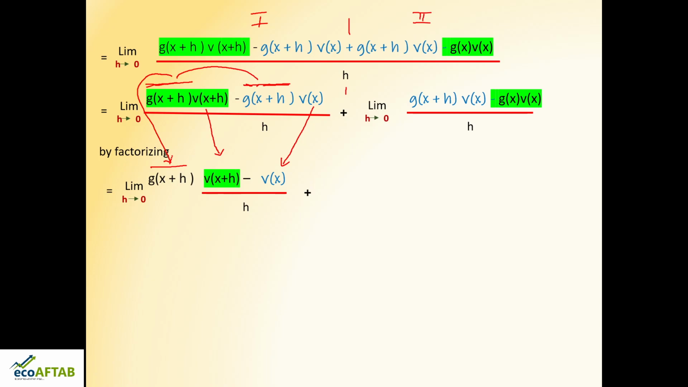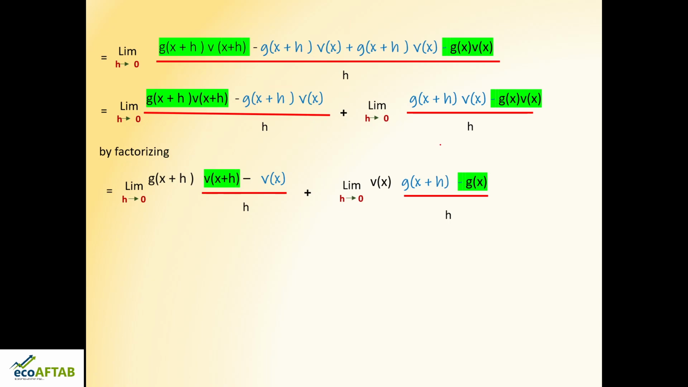Plus again here, what I can factorize over here, we can factorize v of x, we can take v of x outside. Then it will be limit h tends to 0 v of x into g of x plus h minus g of x upon h. So, till here I hope it is clear. You can pause the video to recollect the previous steps, grasp them and then move on.